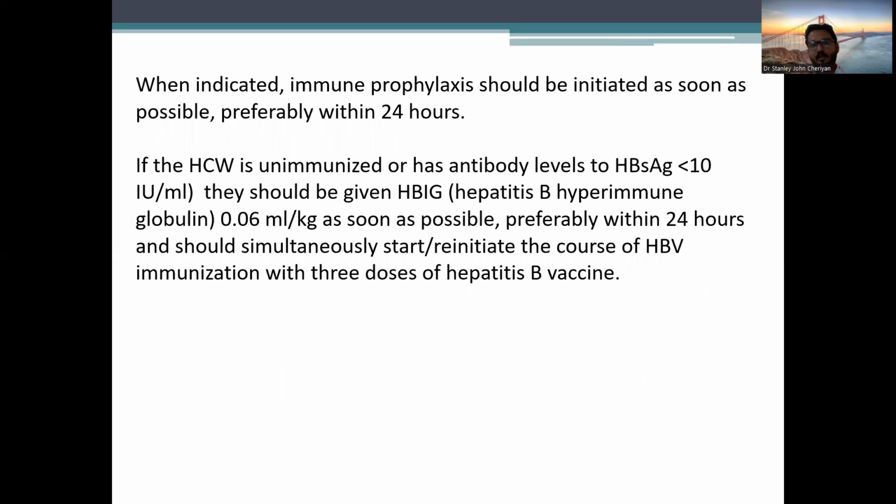When indicated, immune prophylaxis should be started as soon as possible, preferably within 24 hours. If the healthcare worker's antibody level is less than 10 international units, then hepatitis B hyperimmune globulin should be given at 0.06 ml per kg as soon as possible, preferably within 24 hours. And vaccination should be started at 0, 1, and 6 month intervals.